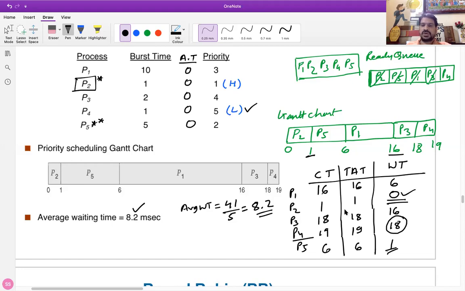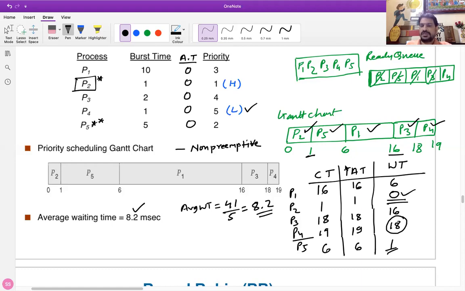It actually depends on your arrival time. If we have different arrival times, it will definitely work as preemptive. Otherwise, it will work as non-preemptive. So which type of scheduling have we done? We have done non-preemptive scheduling, because we are not taking any process out of the CPU. When P2 came, it executed fully. When P5 came, it executed fully. P1 came, executed. P3 came, executed. And P4 came, executed. All the processes execute their full burst time on the CPU.